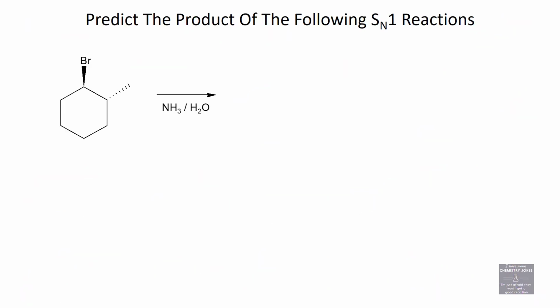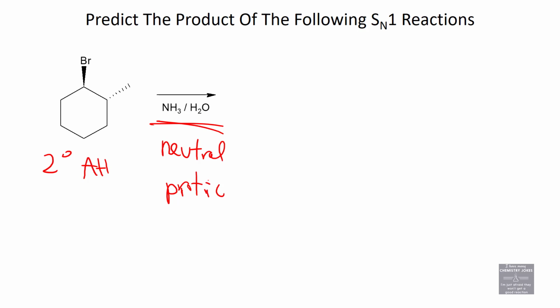Predict the products of the following SN1 reactions. First, our analysis. I have a secondary alkyl halide. I don't know who my nucleophile is, but both of those things are neutral. And one of those things is protic, so it must mean I've got a protic solvent. Okay, so I'm going to do SN1.